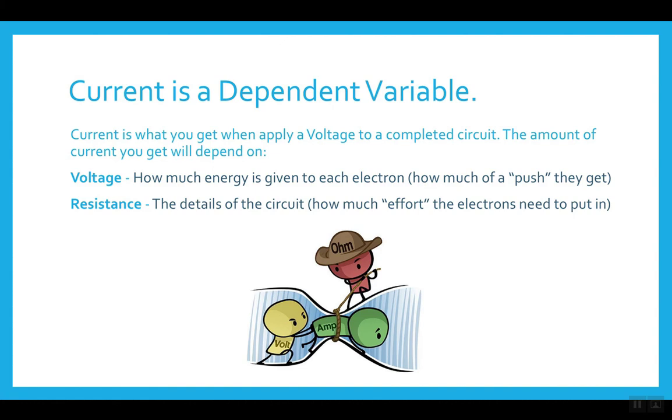So we can say that current is a dependent variable, which means it depends on the voltage, the amount of energy we push through, as well as the resistance. Okay? Voltage, remember, is how much of a push we give to them. The resistance is how hard it is to get through.